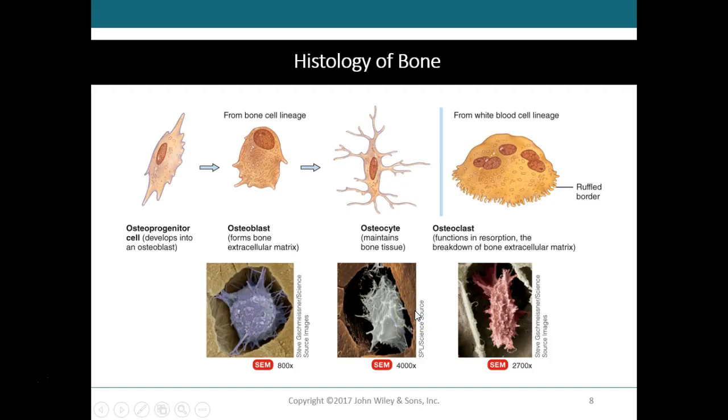On the next slide, we can actually see an image of these cells. Your osteoprogenitor or osteogenic cells are going to develop into osteoblasts that build the bone. Your osteocytes are the mature bone cells that maintain the bone, and then your osteoclasts break down bone when we need additional bone tissue, or when we need additional calcium in the blood.